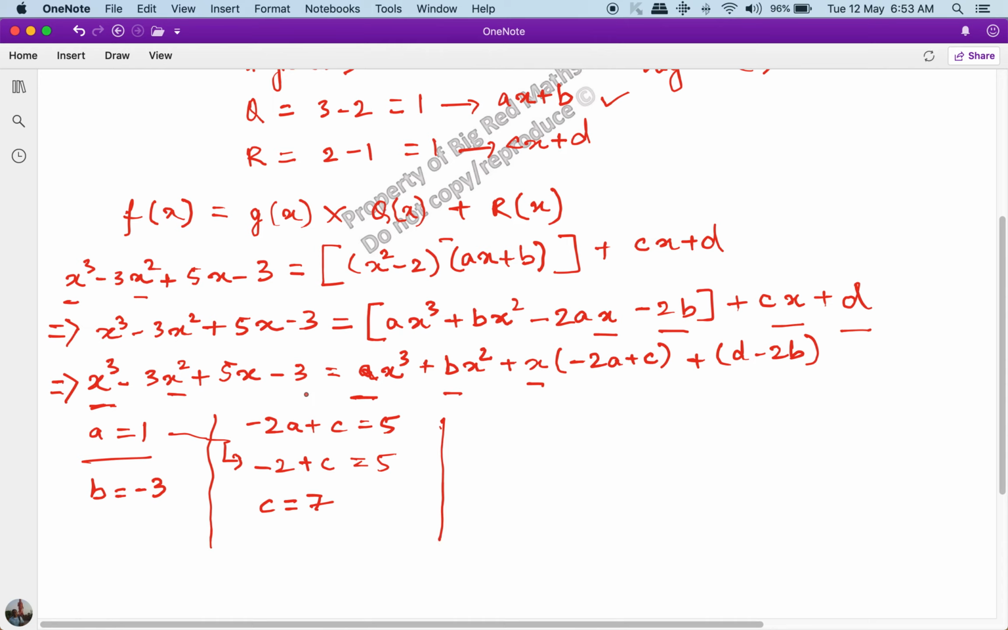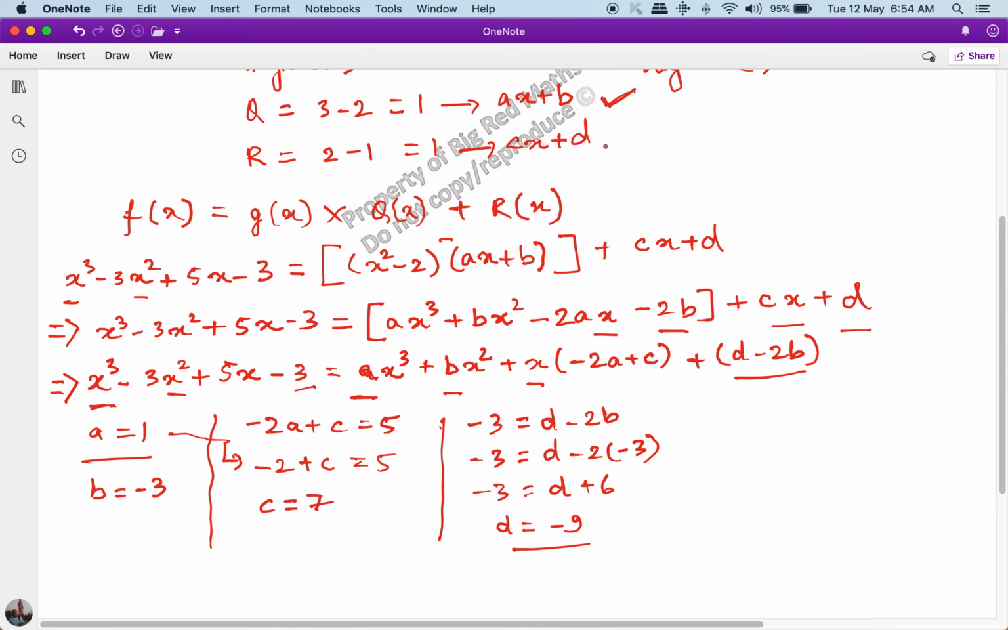And here if I compare the constant coefficient, which is minus 3, with the constant coefficient d minus 2b, what I get is minus 3 is equal to d minus 2 into minus 3. So this becomes minus 3 is equal to d plus 6, and d becomes equal to minus 9. I'll give you a moment to digest all of this. Now I have all the four variables which I assumed.